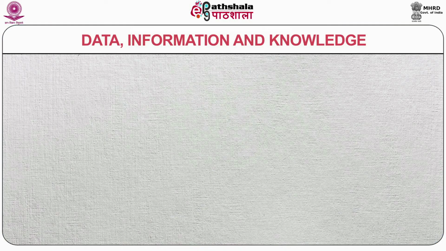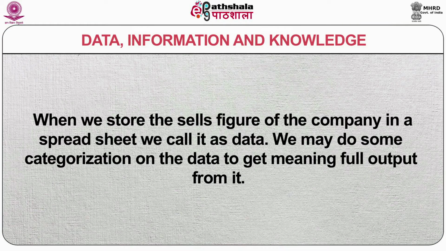Data is also called unprocessed information, such as we have seen in the spreadsheet of Excel, where in each cell we store the data. On its own, it does not give any information. When we store figures of the company or organization in the spreadsheet, we call it data. We may do some categorization of data to get full output from it.